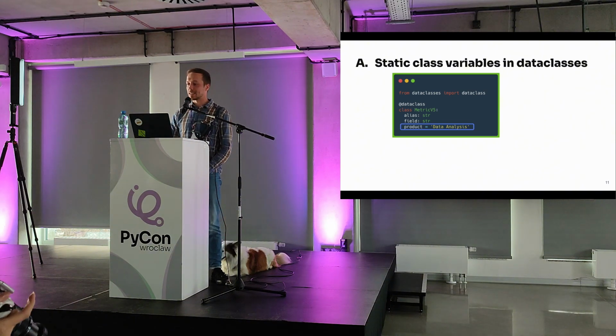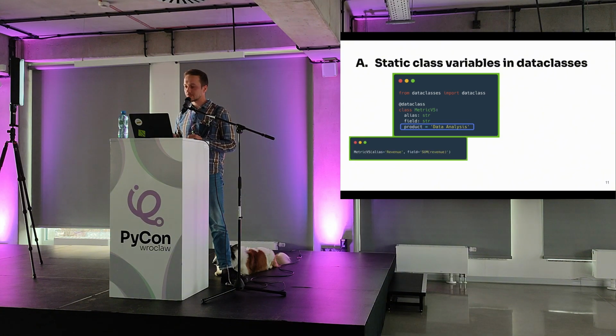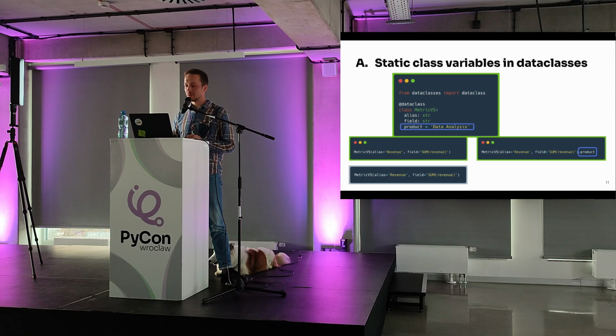Now we will set a static class variable in the data class. We define the static class variable product as data analysis. Can you notice what is different from the default value? I think I heard that we have not typed in the data type. That's correct. Let's initialize a revenue metric again. Here we have the exact same response as before. However, if we access the product variable of such an object, we still get the value we described, that is data analysis.